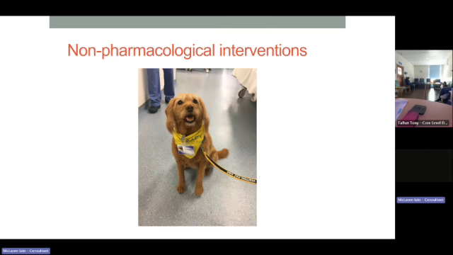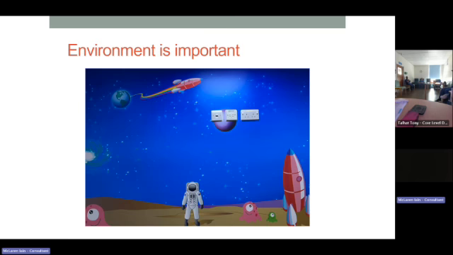So, we have other non-pharmacological interventions. Here's Scylla, she's a very important member of the team, has her own badge. And our environment is really important. So if you were here during COVID, you'll know we had a number of patients who were in the pediatric recovery area, and they woke up to see that. And it wasn't surprising that they woke up somewhat delirious when all they could see were space monsters and rockets.